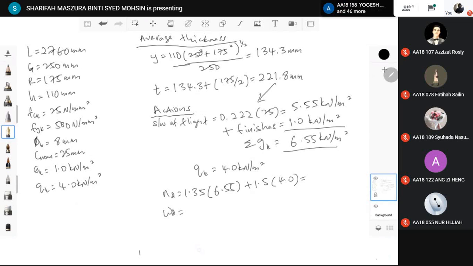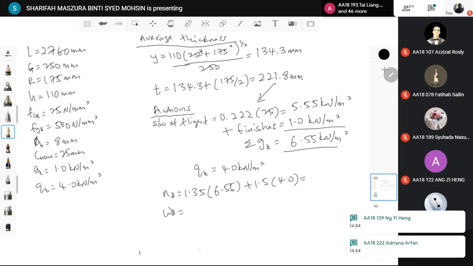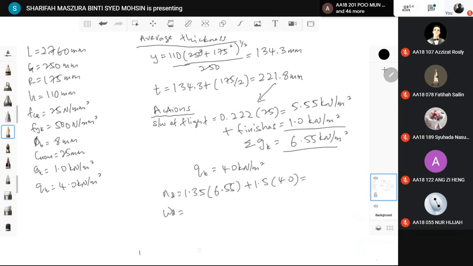So 1.35 GK plus 1.5 UK. What do you get? 14.84 kilonewton per meter square. So multiply with 1 meter, so we get 14.84 kilonewton per meter.